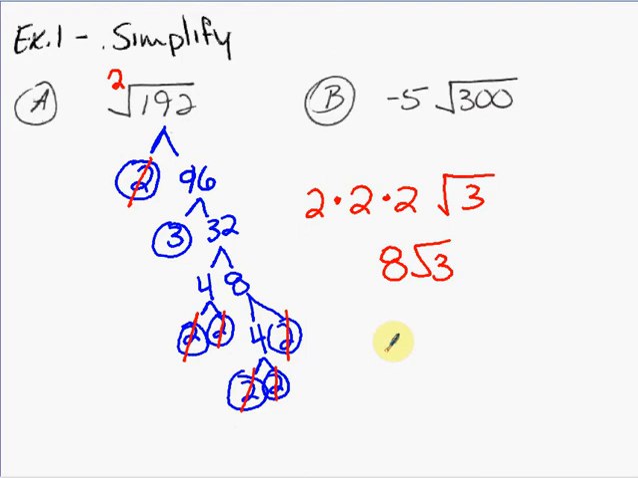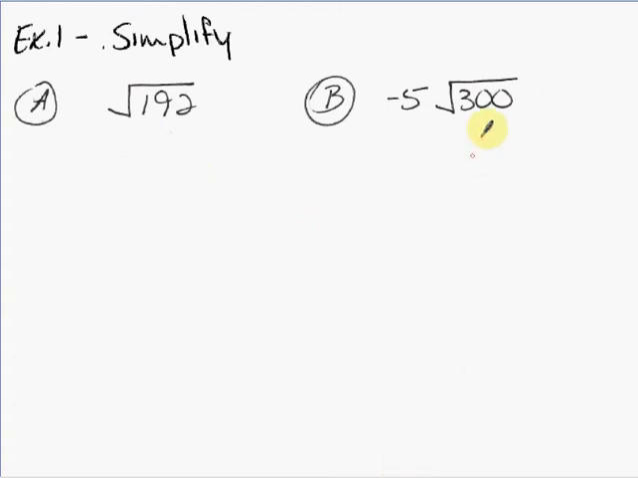This is equivalent, or worth the same amount, as the square root of 192, but it's simplified, meaning that what is underneath the square root symbol no longer has any pairs of factors that I can pull out from underneath there. So 8 root 3 is my simplified answer. Let's go ahead and erase that and do the next one here.